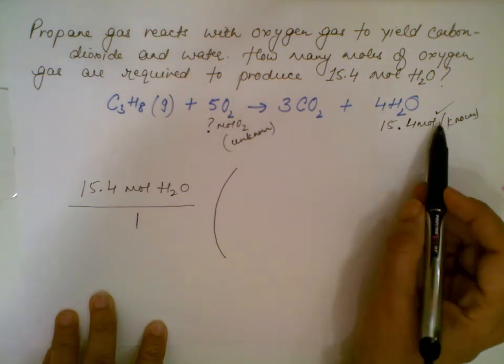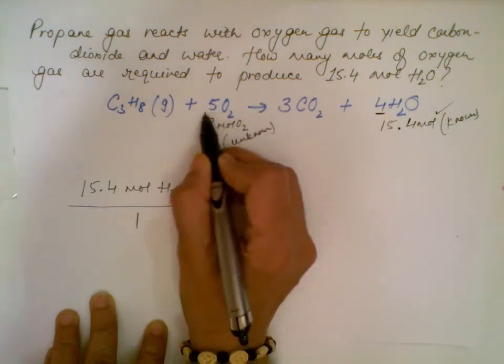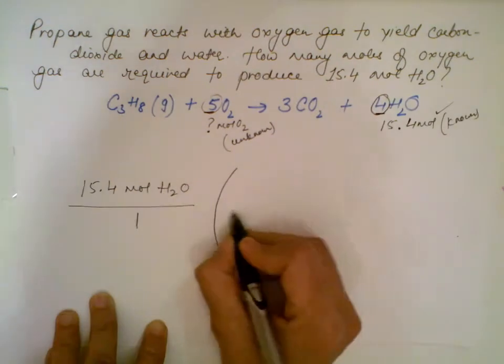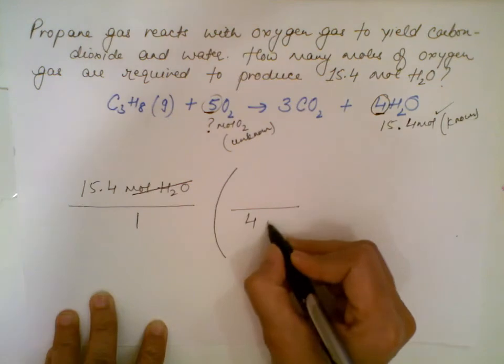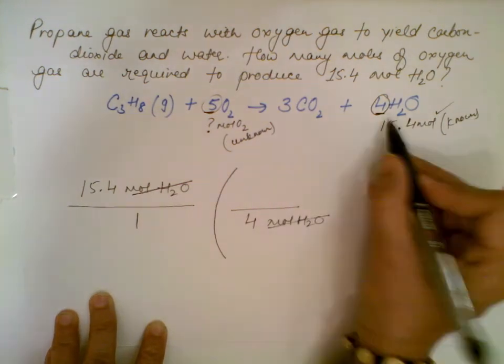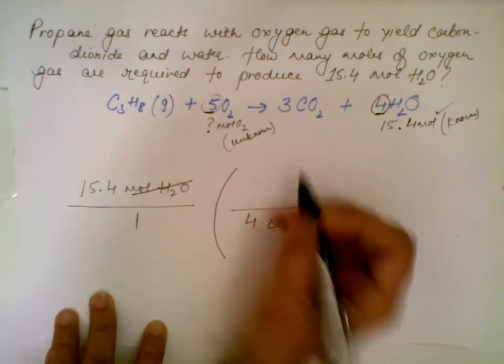To figure out the mole ratio, we look at the coefficients of the balanced equation. So I'm going to focus on this. I want to get rid of moles of water, so moles of water will be going at the bottom. For 4 moles of water produced, how many moles of oxygen are used? 5 moles of oxygen.